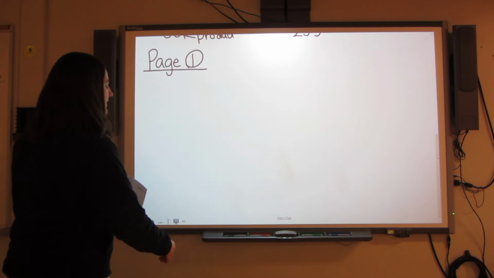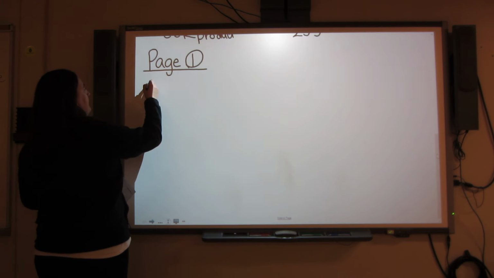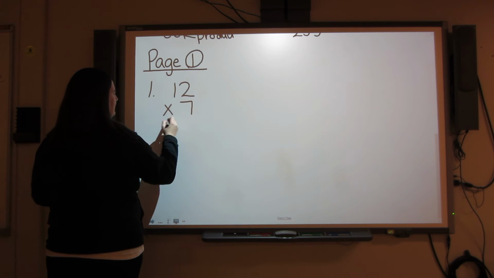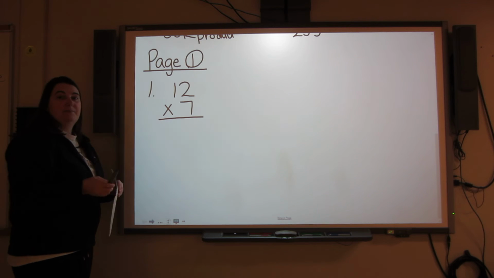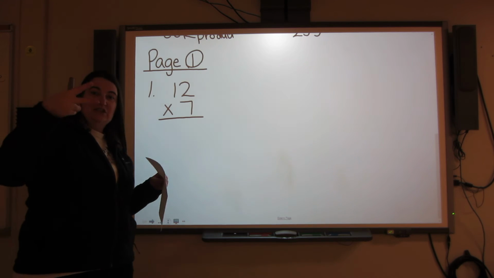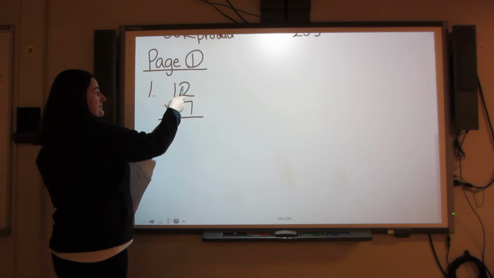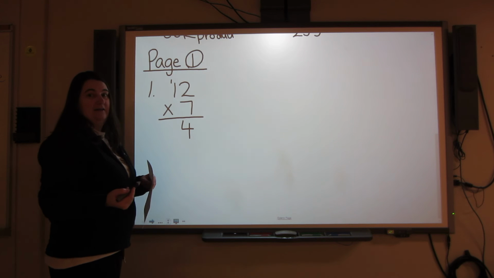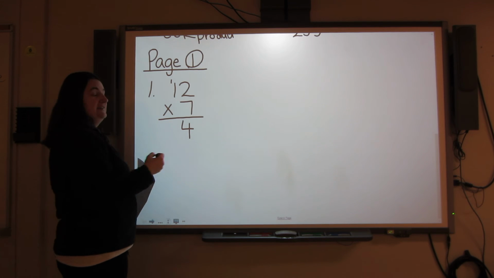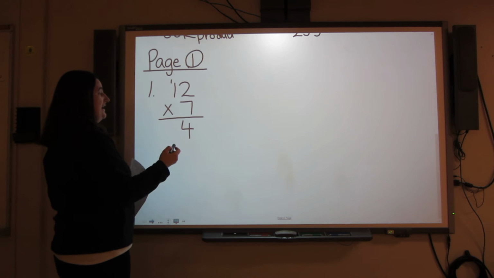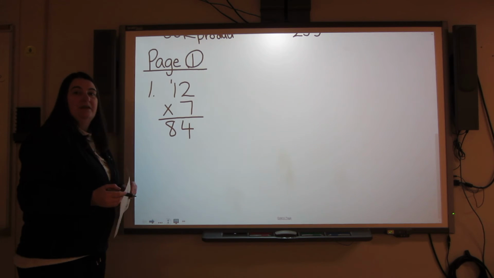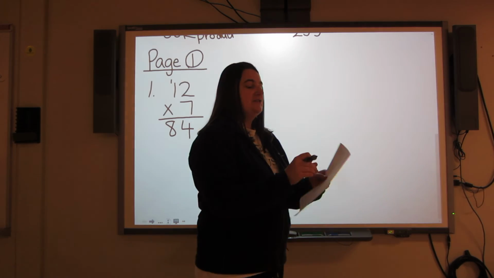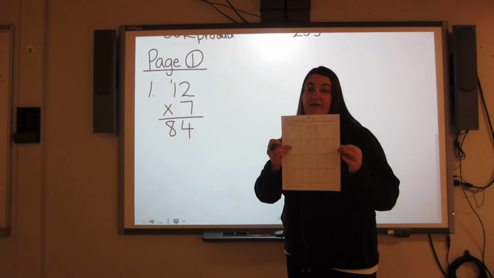The very first question on page 1 is 12 times 7. The factor on top is larger, longer, because it has 2 digits. 7 times 2 is 14, so I put the 4 and I carry the 1. 7 times 1 is 7, plus the 1 that I carried is 8. So this is what it should look like in your notebook. Let's try number 2 on page 1.